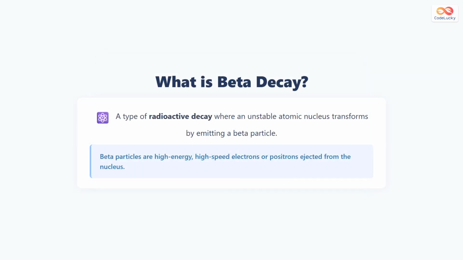Beta decay is a type of radioactive decay where an unstable atomic nucleus transforms by emitting a beta particle. But what exactly is a beta particle? Beta particles are high-energy, high-speed electrons, or positrons, that are ejected from the nucleus during this decay process. It's important to understand that even though electrons are being emitted, they actually originate from within the nucleus itself, not from the electron cloud surrounding the atom.